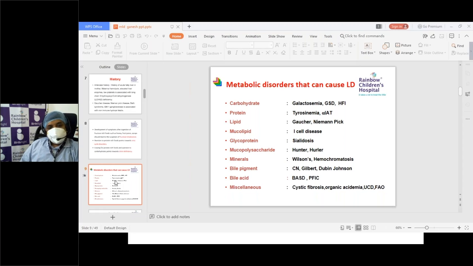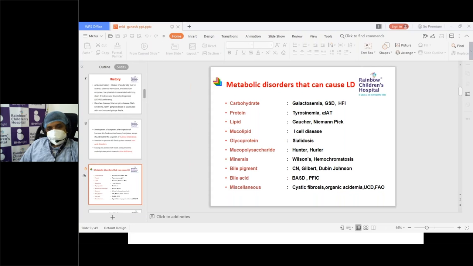When we are thinking in terms of mineral metabolism, think in terms of Wilson disease, which is due to disturbances in copper metabolism, or neonatal hemochromatosis, which can occur because of disturbances in iron metabolism. With the bile pigment disorders, think in terms of Crigler-Najjar syndrome, type 1 and type 2, Gilbert syndrome and Dubin-Johnson syndrome, and bile acid synthesis defects and PFIC, progressive familial intrahepatic cholestasis, can present as metabolic liver disease, either in the form of cholestasis, or sometimes as acute liver failure or chronic liver disease.